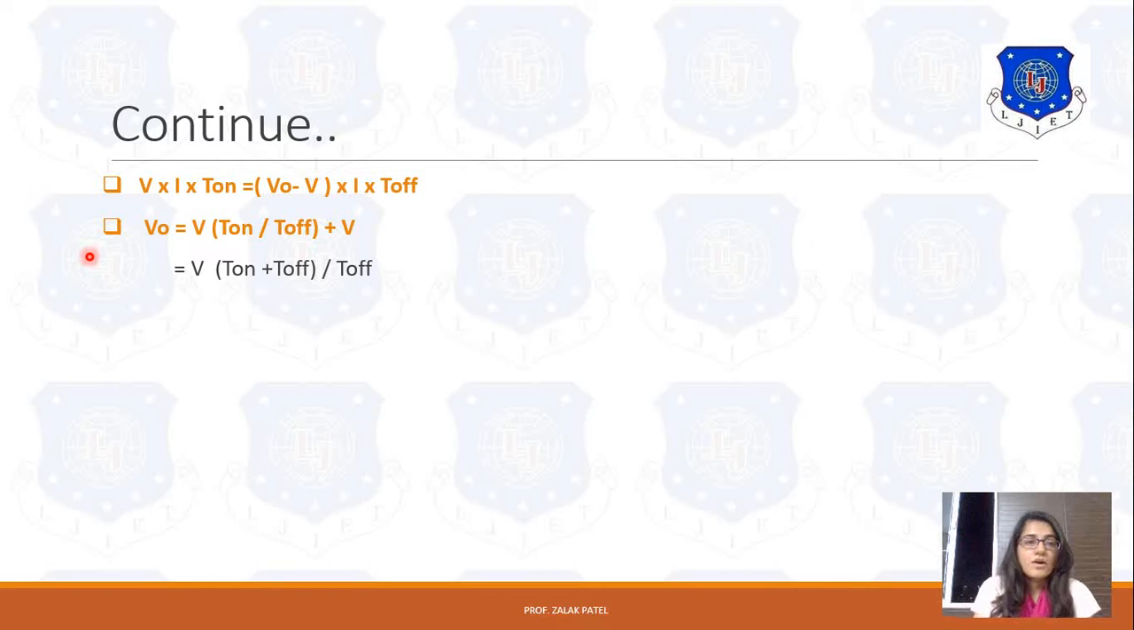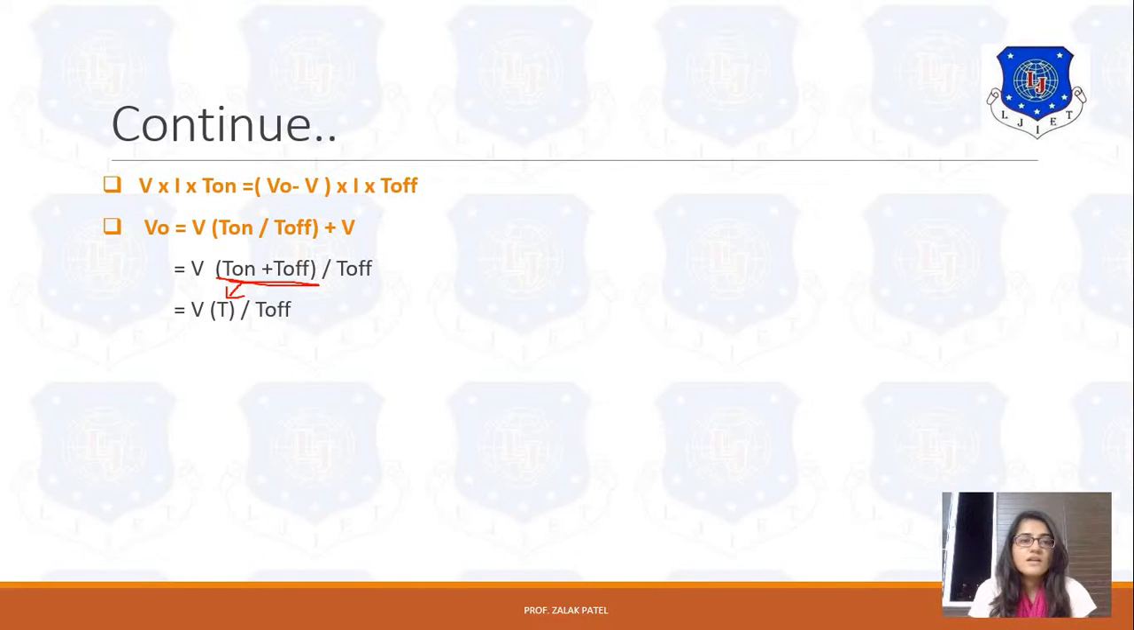So it can also be written like V into T on plus T off divided by T off, if we take the V as a common, because T on upon T off. If we take LCM as T off, it can be written like this. But on time plus off time is total time, so on time and off time can be written as total time T, meaning V into T divided by T off, and this term is as it is.